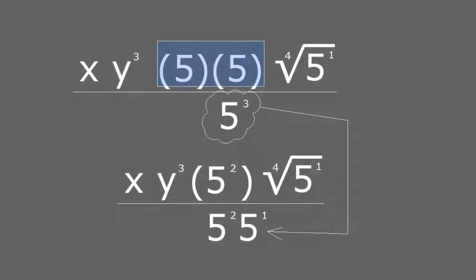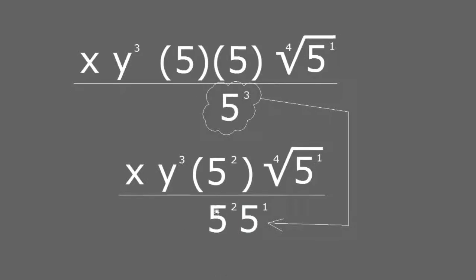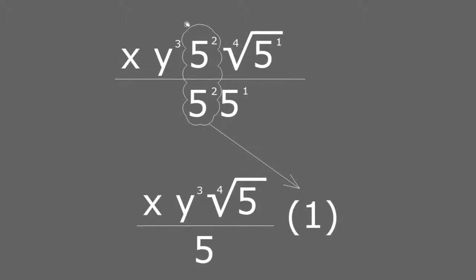So 5 times 5, well, you know that equals 5 squared. So I write it as 5 squared, and the denominator is 5 cubed, which I can also rewrite as 5 squared multiplied by 5 with an exponent 1. 5 squared multiplied by 5 with an exponent 1 equals 5 cubed. Keep the same base number, and I add the exponents. Okay, so now what happens? I have 5 squared in the numerator and 5 squared in the denominator.